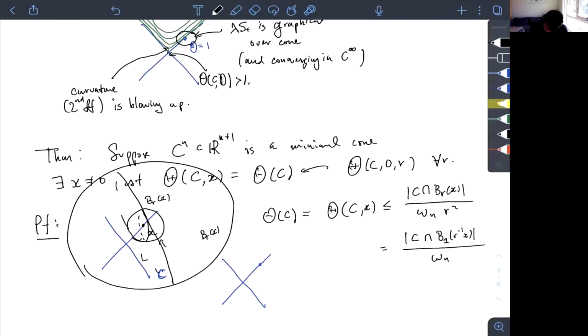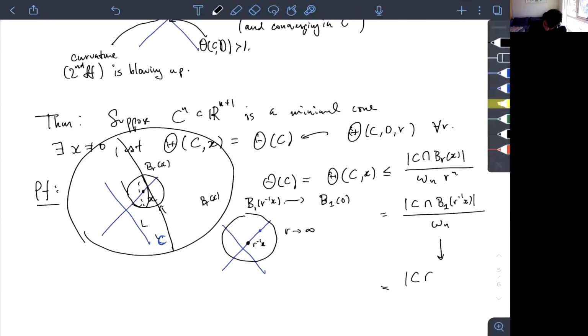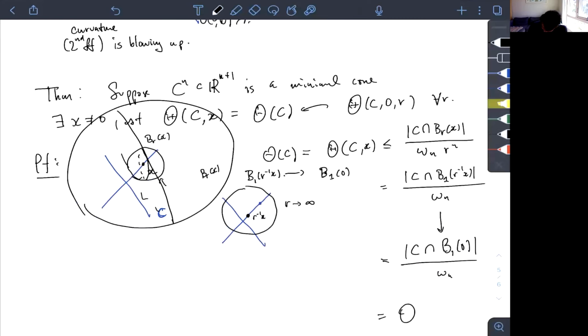And in the new picture, we have r inverse x. Then we have the ball of radius 1 at r inverse x. Okay. And as r goes to infinity, this ball converges to the ball of radius 1 at the origin. So again, this converges to the density of the cone in the ball of radius 1 at the origin. But this, of course, is the density of the cone. Well, it's the density of the cone at scale 1, but that's independent of r.